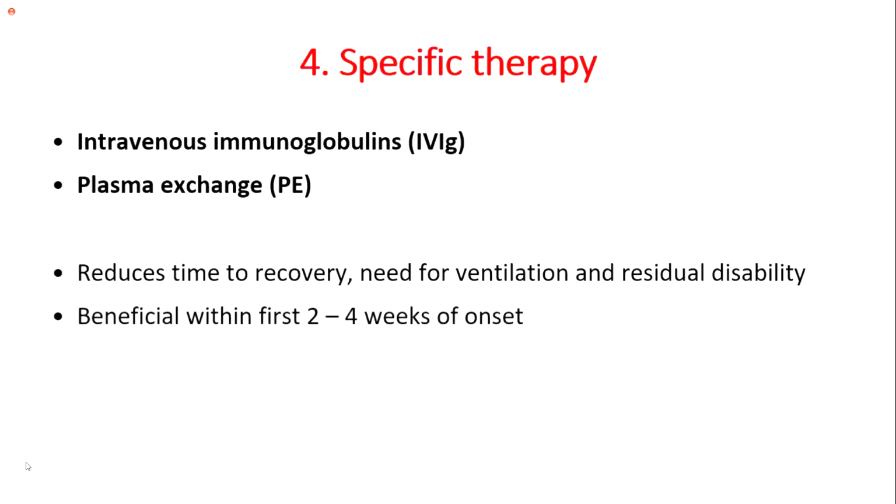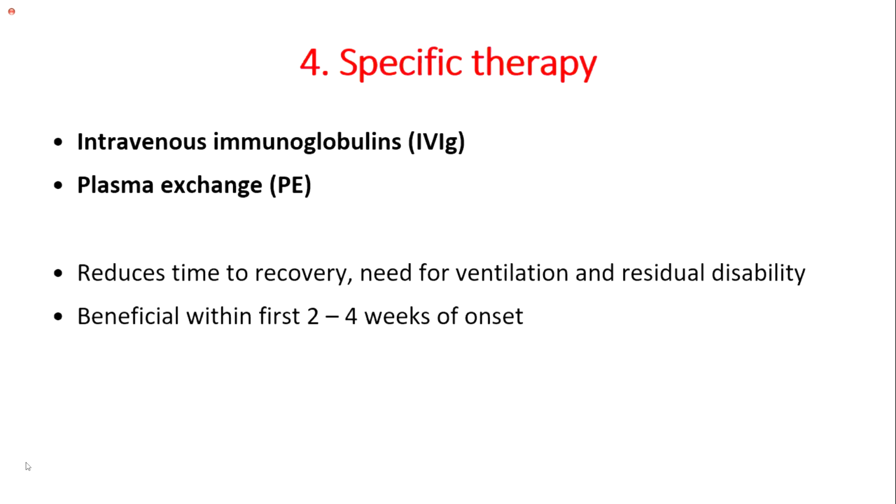The other reason why we use it early is because it is not beneficial beyond 4 weeks. Sometimes patients from a peripheral hospital are transferred to us 6 weeks after the onset for IVIG. We transfer the patient back saying there is no point because the IVIG is of no use. The greatest utility of IVIG is when it's given in the first 2 weeks. Same with plasma exchange. Beyond 4 weeks, you already know the disease is not going to progress. So you don't give IVIG or plasma exchange beyond 4 weeks. It has to be given within the first 2 weeks.